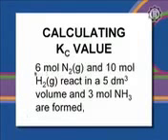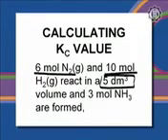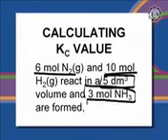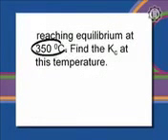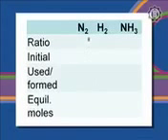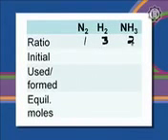Let's have a look. You're given 6 moles of nitrogen and 10 moles of hydrogen reacting in a 5 cubic decimeter volume, and you are told 3 moles of ammonia formed at equilibrium, and the equilibrium is reached at that temperature value there. First, let's give the ratio. From the balanced equation, we know that this will be 1 mole is to 3 moles to produce 2 moles. That is the molar ratio.